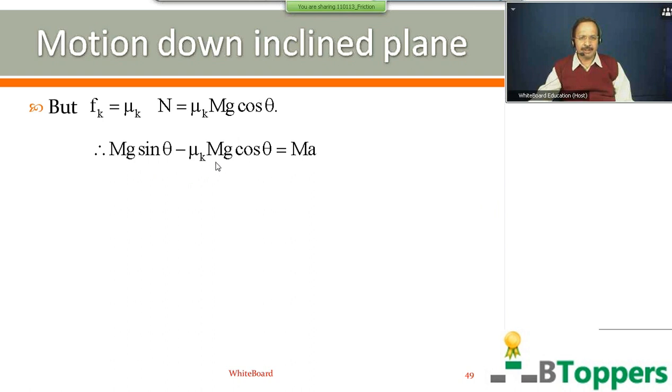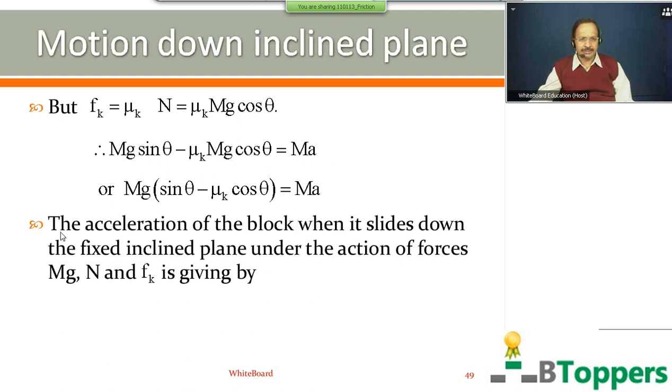You get mg sin theta minus mu k into mg cos theta equal to ma. You can take mg common on the left hand side. So mg into sin theta minus mu k cos theta equal to ma. So the conclusion is that the acceleration of the block when it slides down the fixed inclined plane under the action of forces mg, N and Fk is given by a equal to g into sin theta minus mu k into cos theta. Come on, copy down the notes.